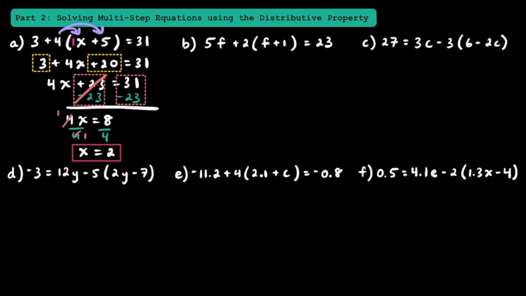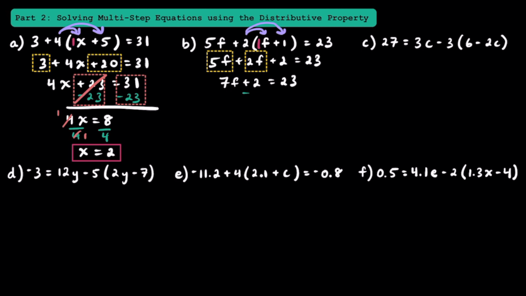In B, we have 5f plus 2 times the quantity of f plus 1 is equal to 23. Let's start by distributing the 2 to the 1f and the 1. Multiplying 2 times 1f, that's going to be 2f, and multiplying 2 times 1, that's going to equal 2. Rewriting this, we have 5f plus 2f plus 2 is equal to 23.